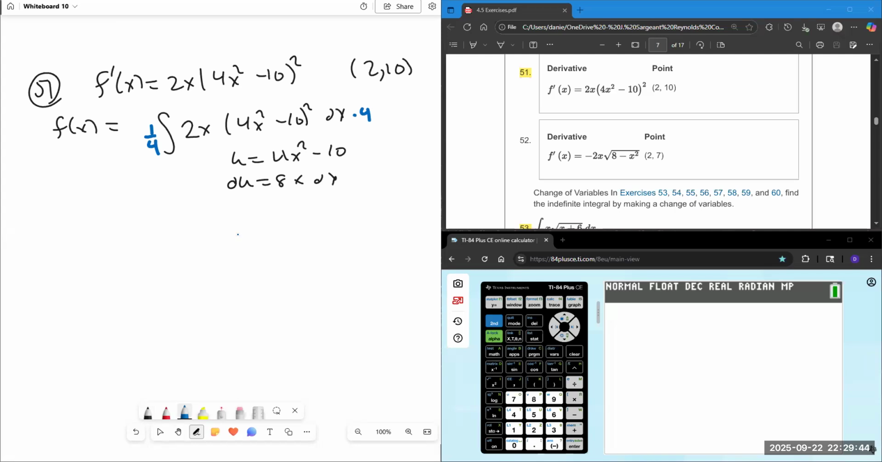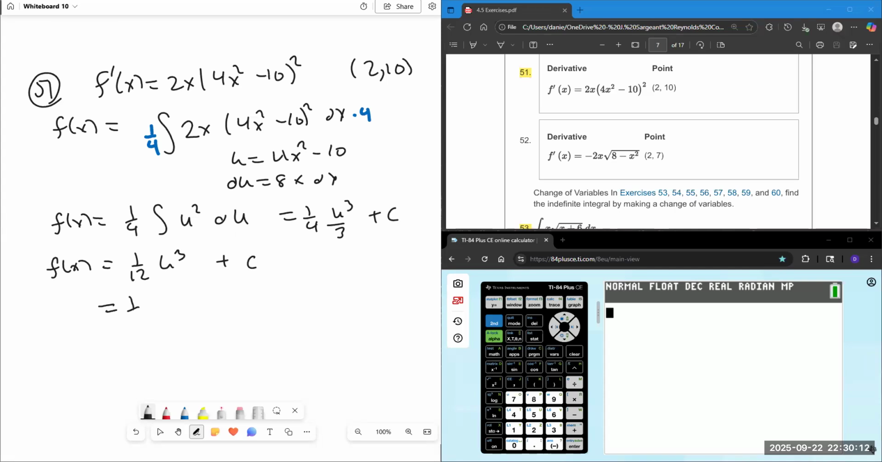2 times 4 will give me the 8 that I want. So f of x is going to give me 1/4 the integral of u squared du. So that's going to be 1/4 times u to the third over 3 plus c. f of x is 1/12 u cubed plus c, which is 1/12 of (4x squared minus 10) cubed plus c, and u is 4x squared minus 10.